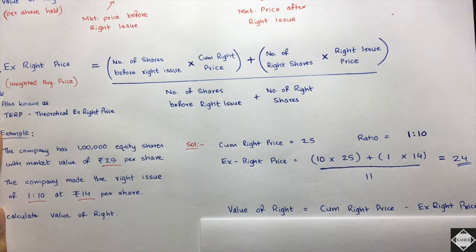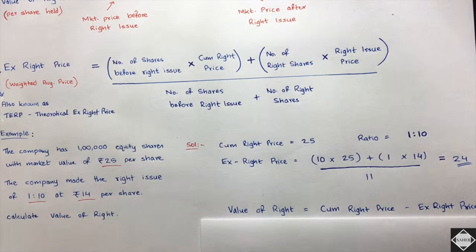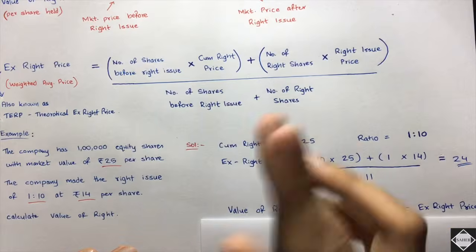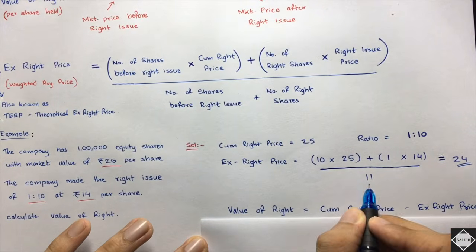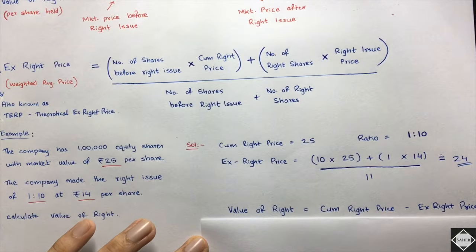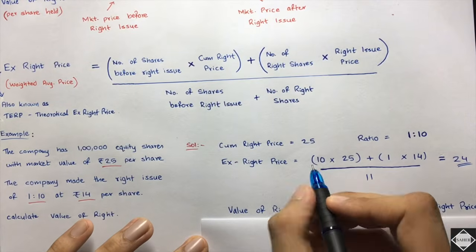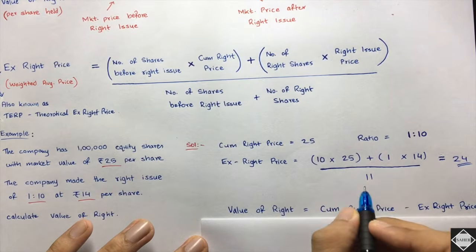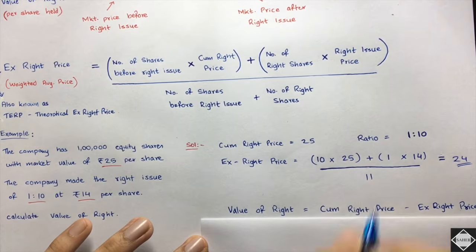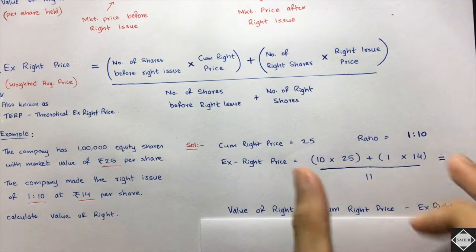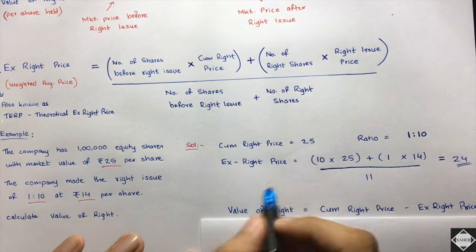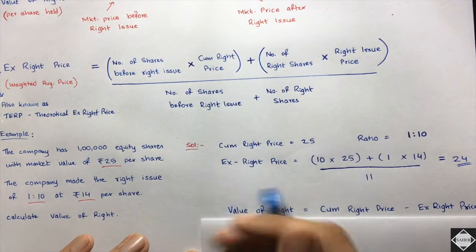Really simple and straightforward. What did I do over here? I just used the ratio. For example, if the ratio was 1:5, how would I have changed this? Here 5 would come, here 1 would come, and then divide by 6. 1 plus 5 is 6. If the ratio was 1:2, then here 2, here 1, and here 3 will come. 1 plus 2 is 3, like that. You have to take this formula. A simple formula to calculate X right price, also known as the weighted average price, TERP.